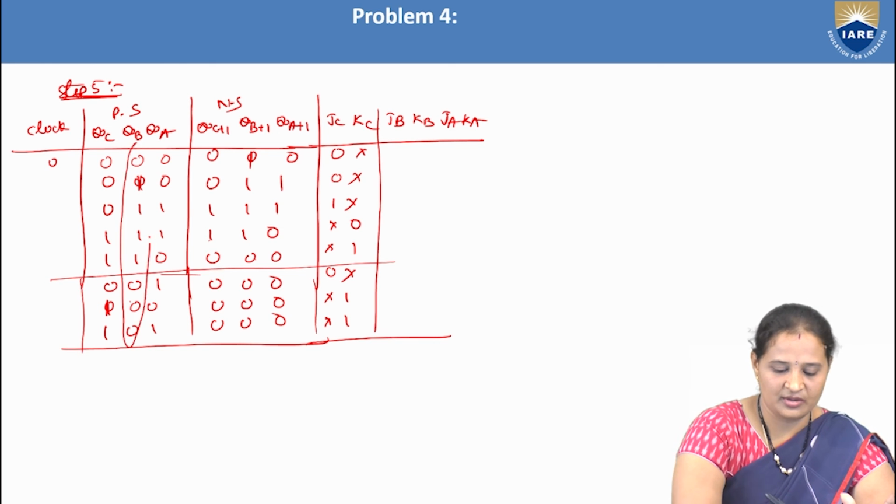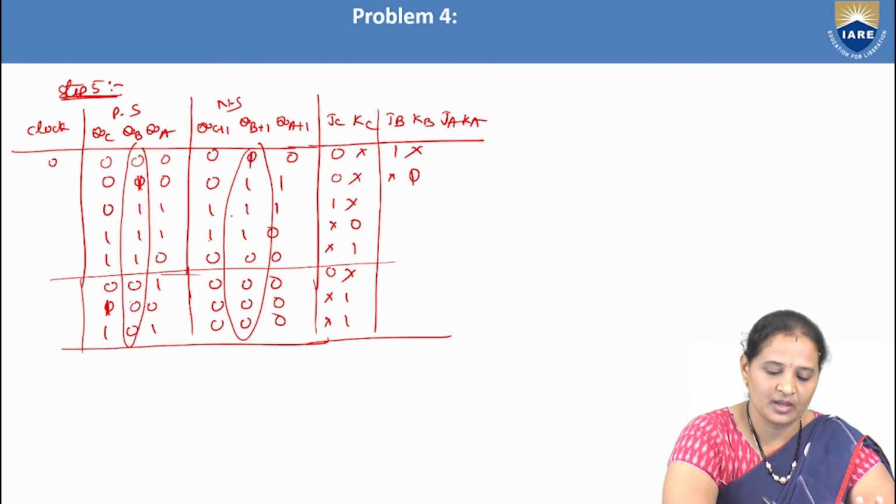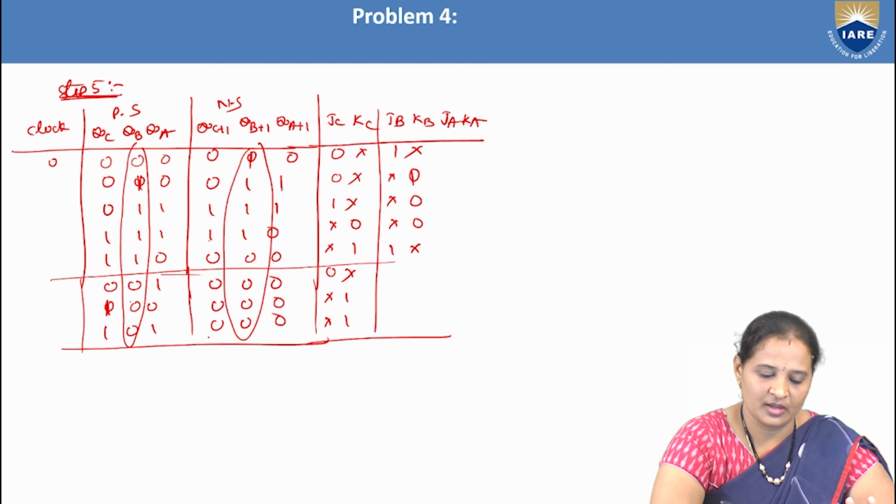Next QB and QB plus 1. So 0, 1: 1 don't care, and 1, 1: don't care 0. 1, 1: don't care 0. 1, 0: 1 don't care. Okay, 1, 0: don't care 1.